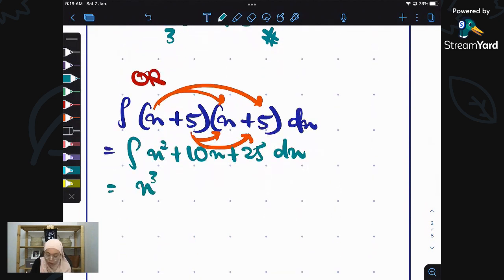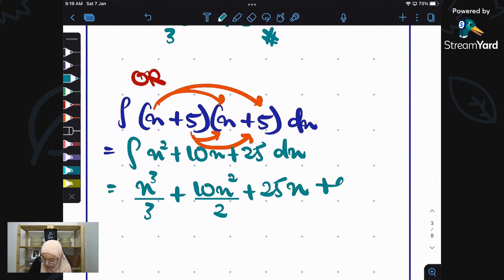So the answer is straightforward ya. Tak perlu lagi tulis tambah 1 kot. Dah cukup hafal dah kot. 2 plus 1 is 3. So boleh laju terus tulis. X cubed over 3 plus 10x squared over 2 plus 25x plus c.